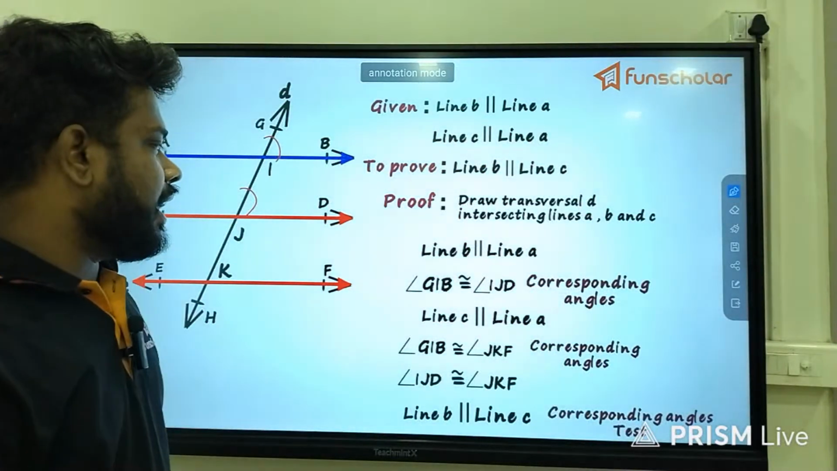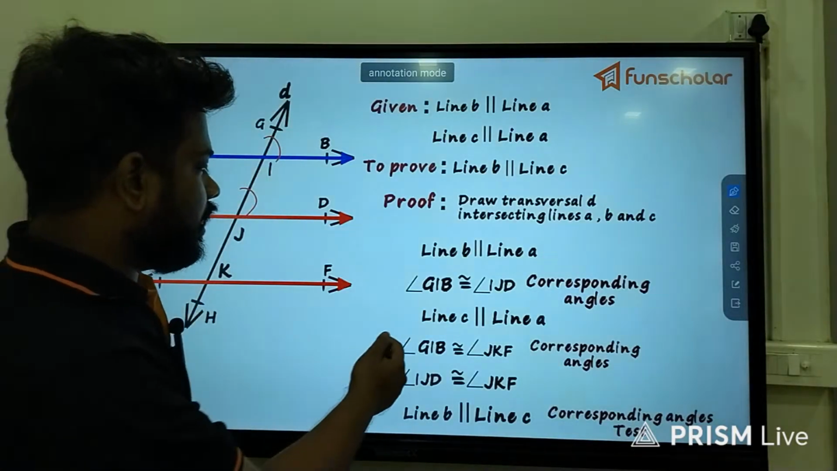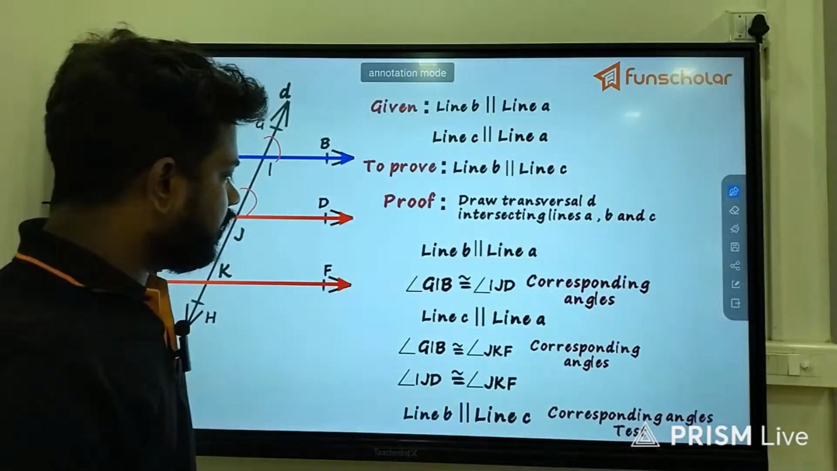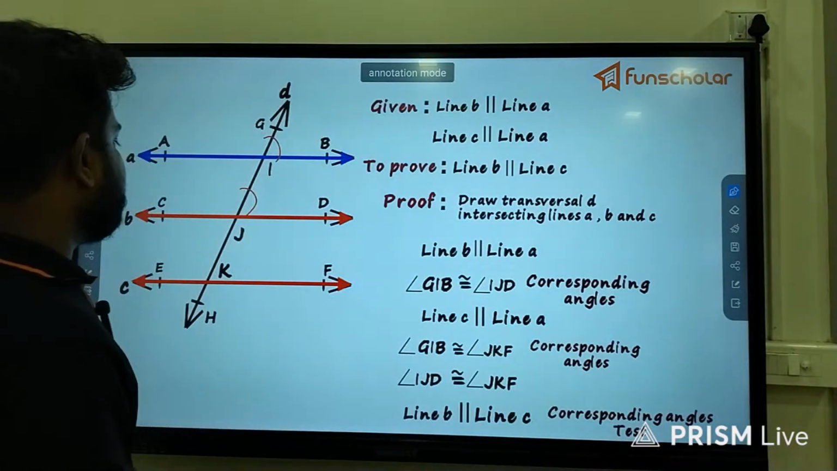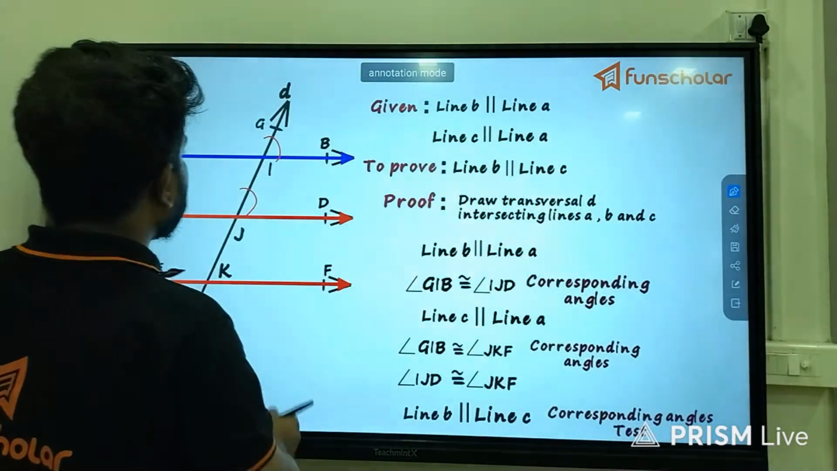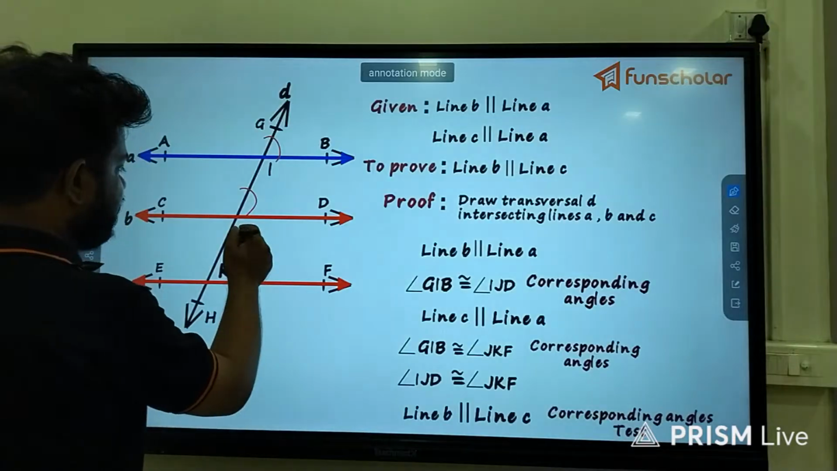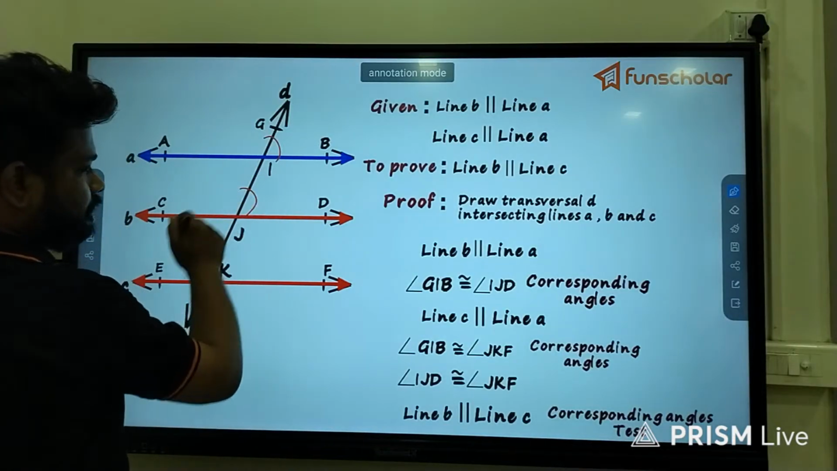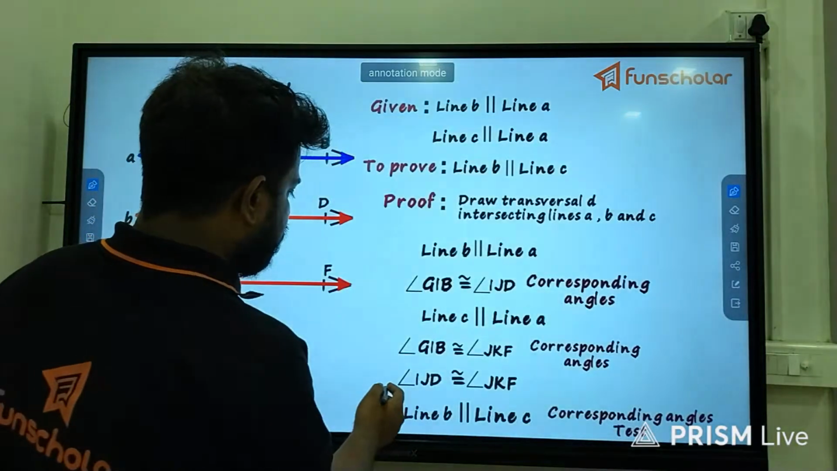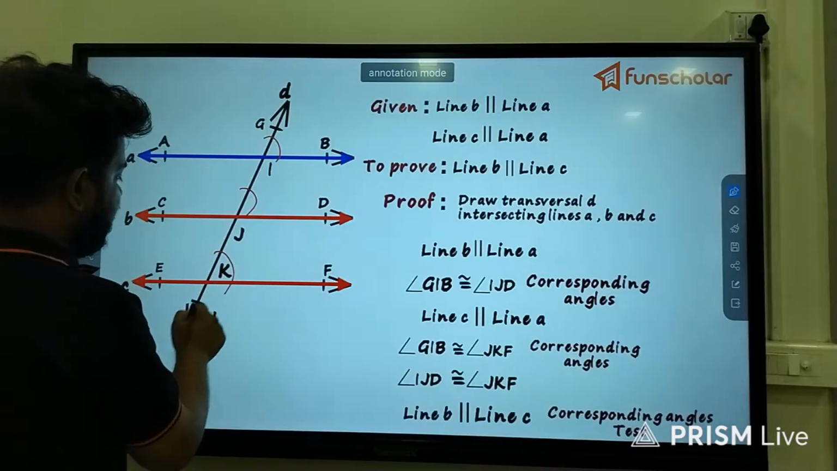Okay, and line C will be equal, and line C is parallel to line A. So that means GIB is also equal to IJD, and sorry, GIB will be parallel to JKE.